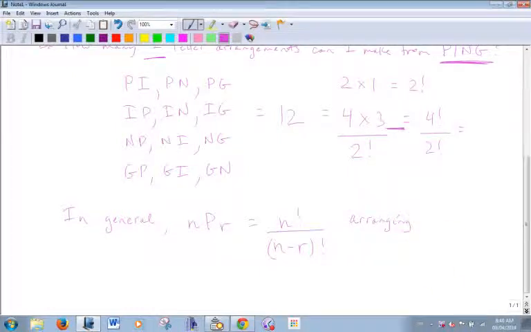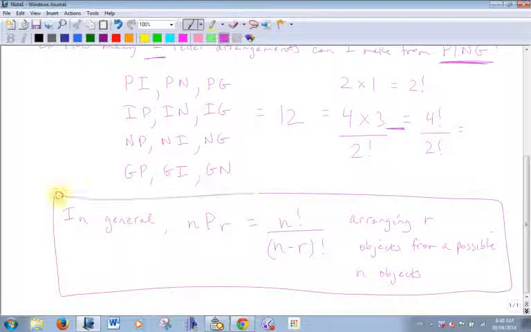So this is arranging r objects from a possible n objects, okay? Because we're not going to always arrange all of them. If you got 8 things, that doesn't mean you're going to arrange 8 of them. You might only arrange 4 of them, maybe 6 of them. Okay, so that's like a bit of a formula.